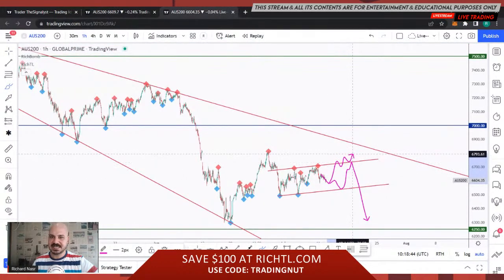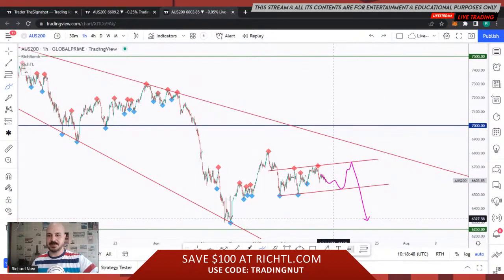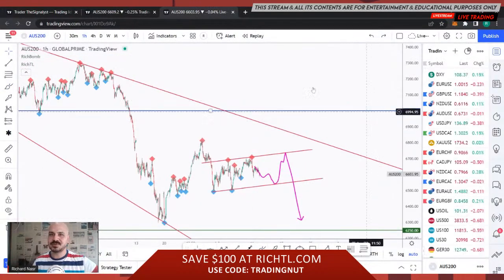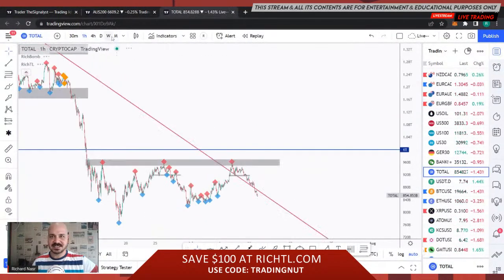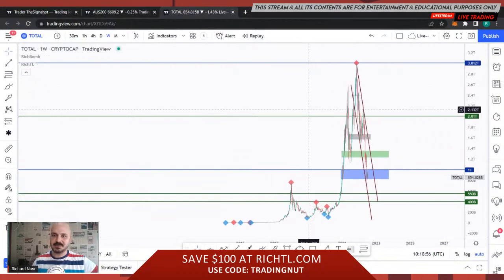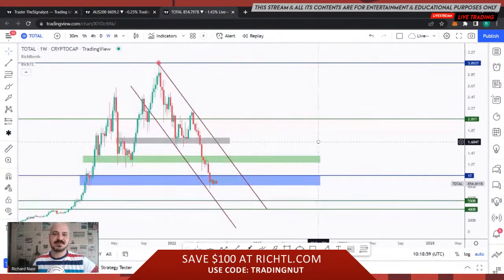As we approach this area, we'll be looking for a sell. As we approach this area, we'll be looking for a buy. That's it. Let's move forward to our crypto instruments. I'll check the comments one last time before I dive into total, Bitcoin, Ethereum, and so on.